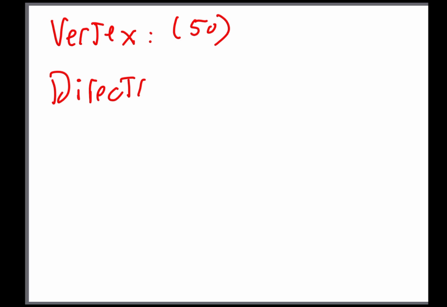And there's your answer. The next one, we're going to give a vertex this time that's (5, 0), and we're going to give a directrix of y is equal to -11/4. And we're going to not let fractions freak us out.